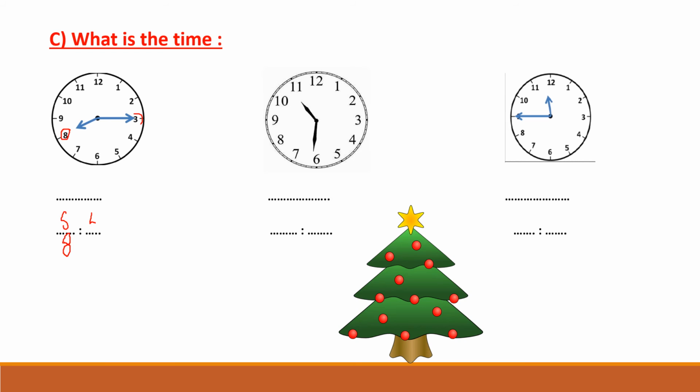When it's become at 3, Junior 2, how many minutes? Super, 15. So now I'm gonna write it in letter. So it will be quarter past 8.